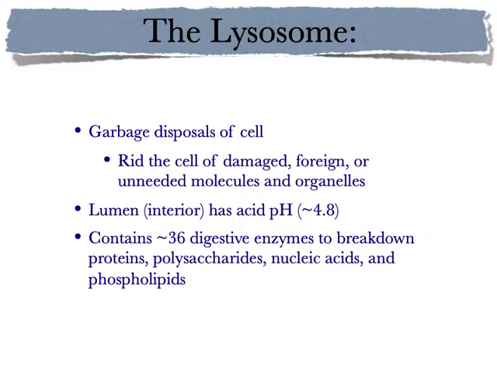so that when proteins go in, they denature. So they use a combination of a low pH and digestive enzymes in order to degrade these molecules. It contains about 36 digestive enzymes to break down proteins, polysaccharides, nucleic acids, and phospholipids. Right? So some molecules go in there on their own. Some molecules end up as part of organelles that were surrounded by lysosomes. So there's a lot of different molecules and structures that are degraded by lysosomes.